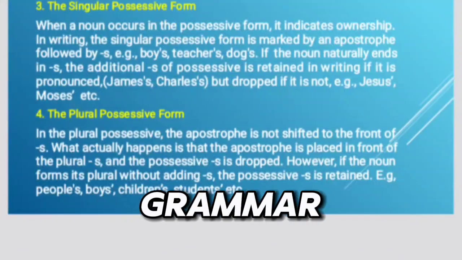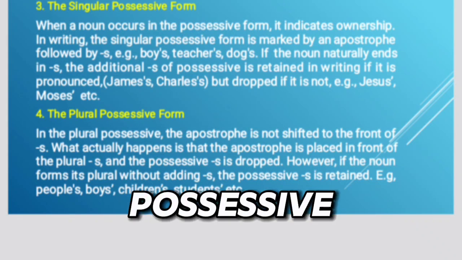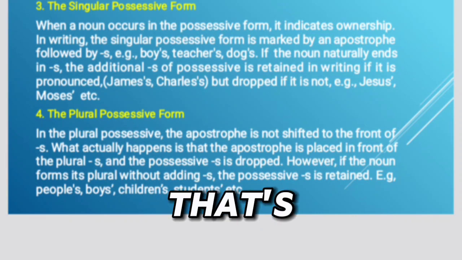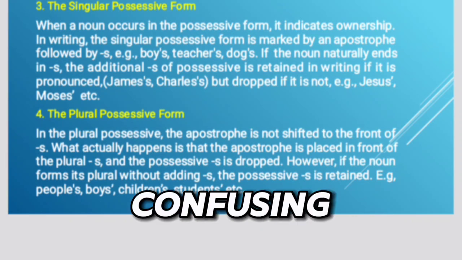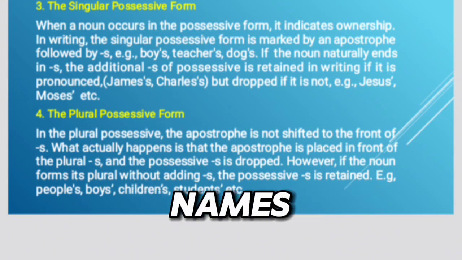English grammar. You already know how to write the singular possessive form. That's by adding apostrophe and s. But there's another one that is confusing to some students: when the singular noun ends with s, especially in names.